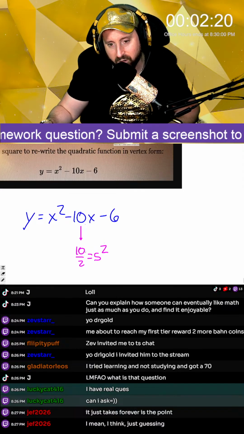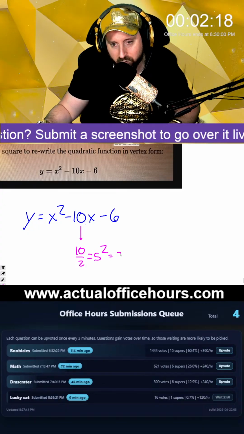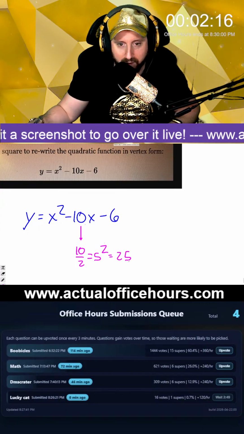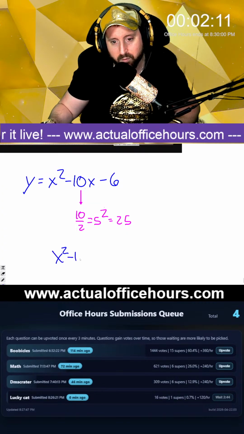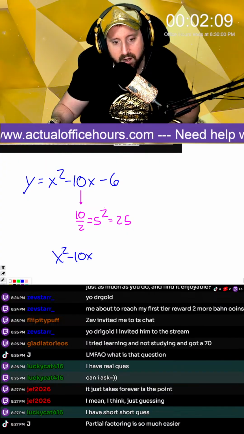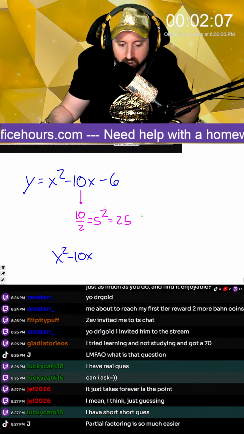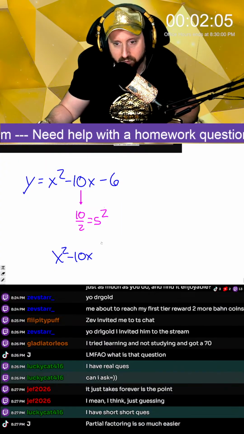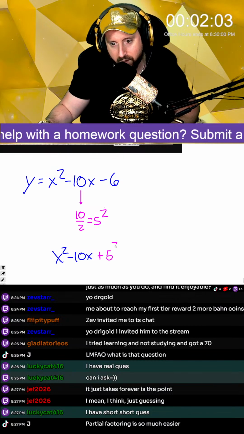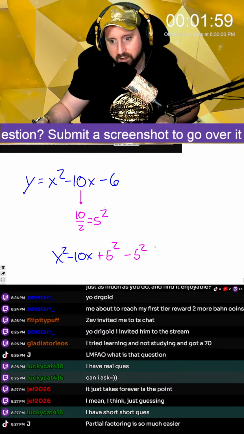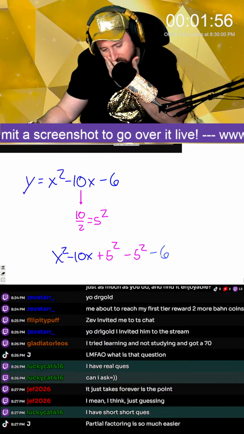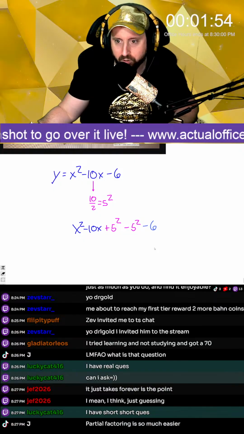It's okay. All right. This squared is going to equal 25. So then you can add 25, subtract 25. So this is x squared minus 10x. Actually, I don't like to do the squaring. What I'll do is leave it like this, and I'll just say plus 5 squared minus 5 squared. And then you have minus 6. The reason why we do this, let me just show you why it works.